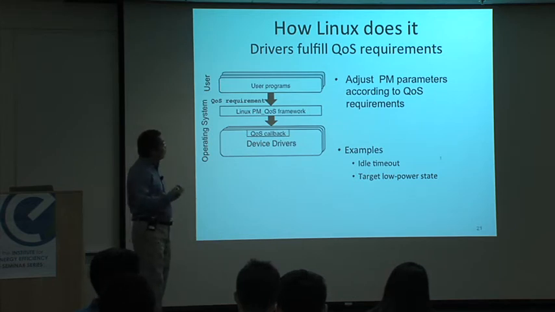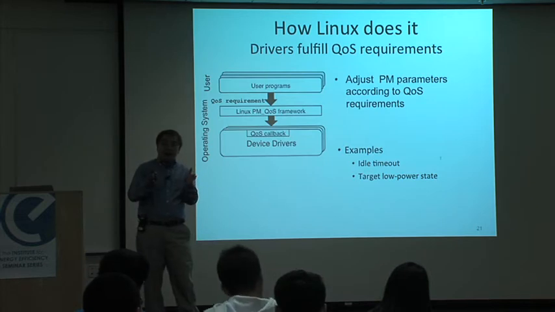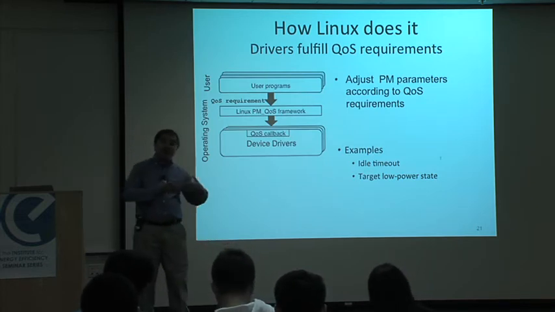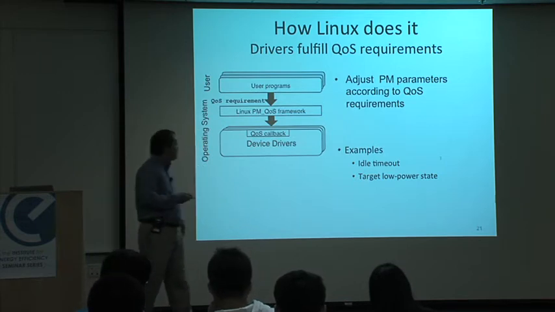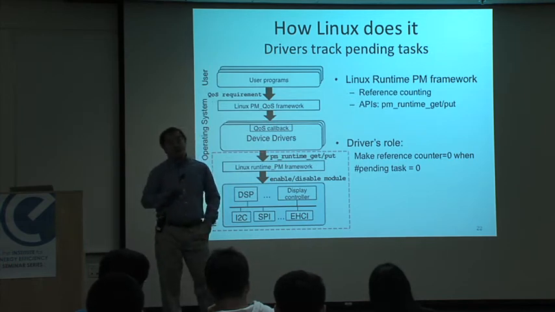For example, this parameter could be idle timeout: after idle for how long the module can go to sleep, or when it goes to sleep, this is the lowest possible power state you can get into. Okay, and more importantly, the driver tracks pending tasks.